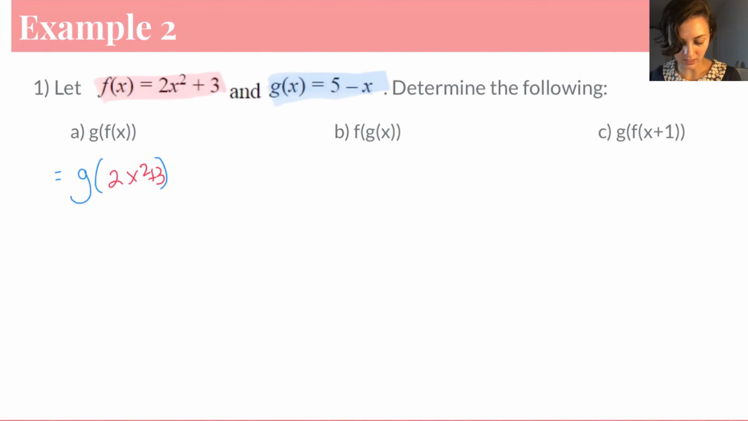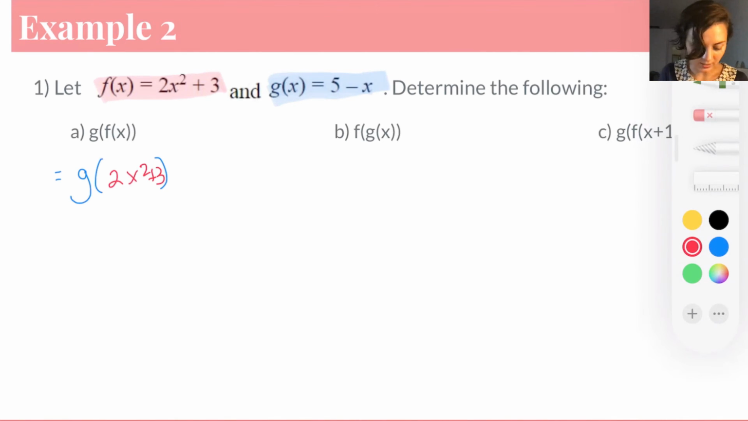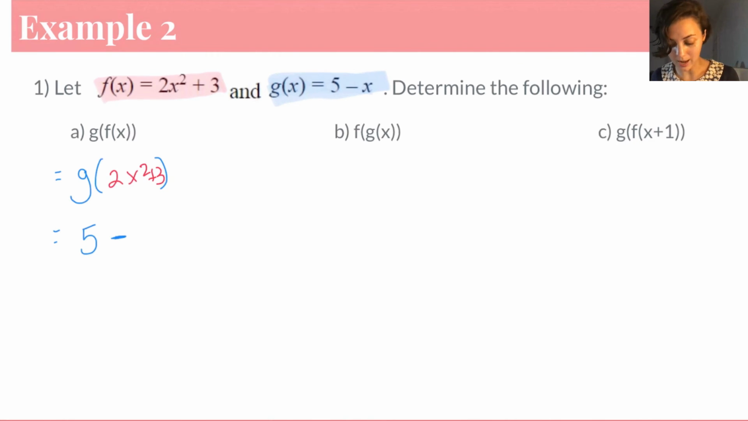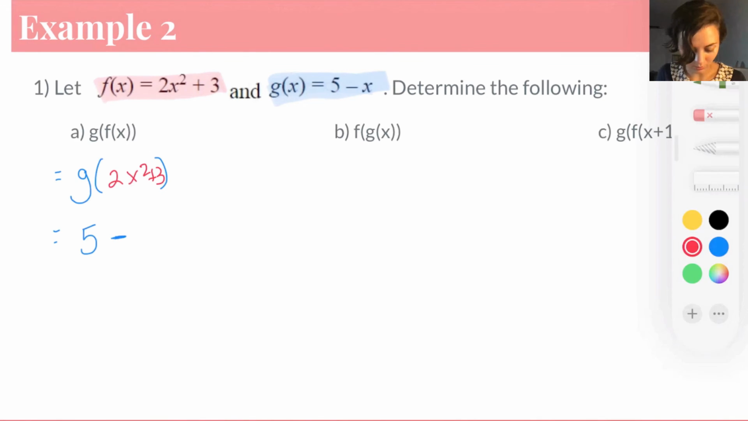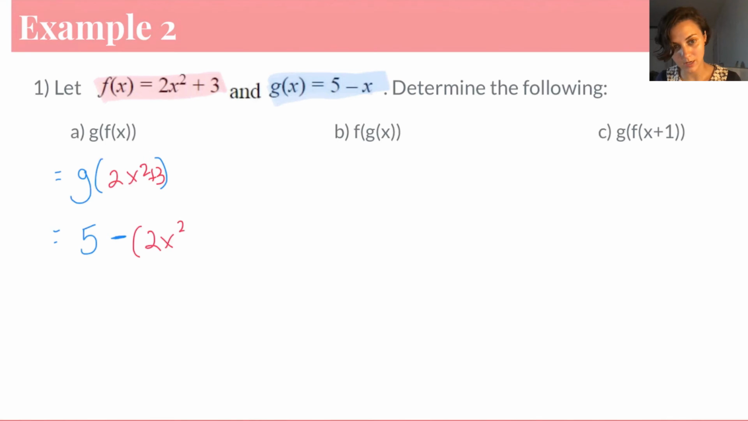Okay? So what this will look like if I write this in terms of g is 5 minus x, but instead of x, my input is now 2x squared plus 3. So that is what I will write. This is a square. 2x squared plus 3.